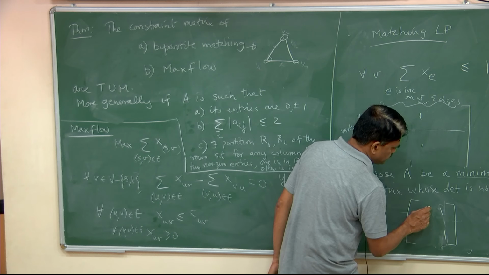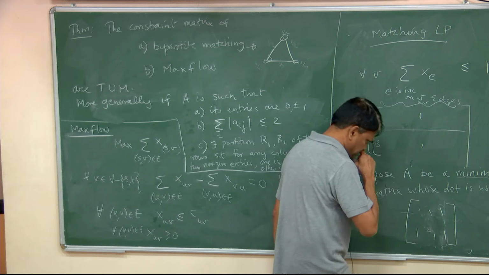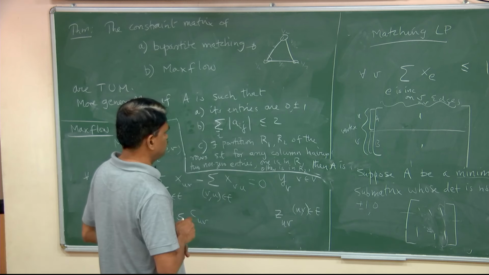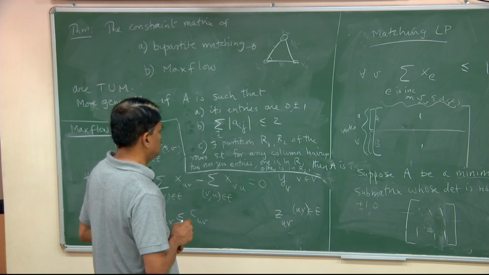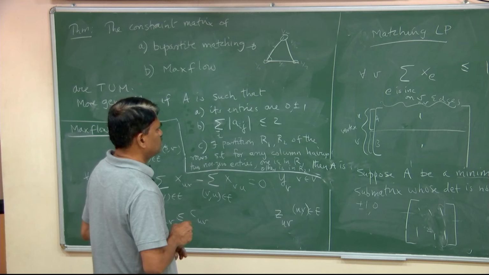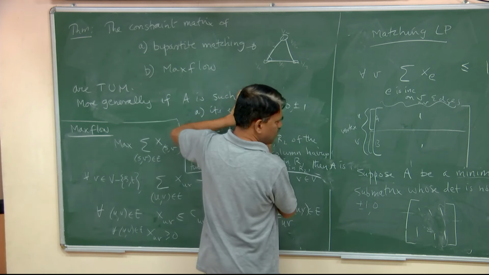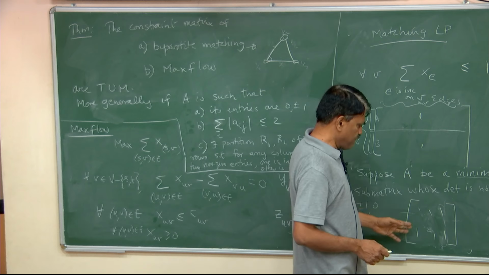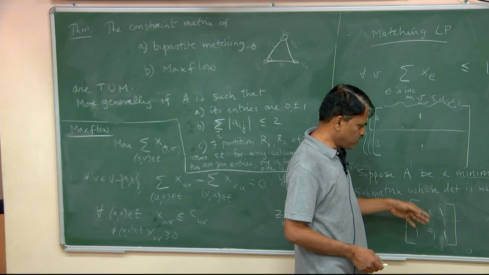Okay, I'm actually talking only about bipartite matching. This looks too general. I don't know whether I have a proof of that yet. But let's talk about this bipartite matching case. So every column has exactly 2 non-zero entries, a 1 and a 1.